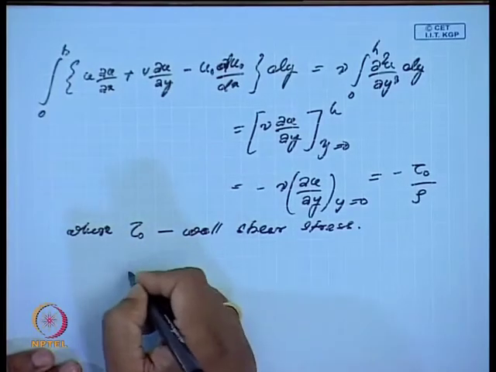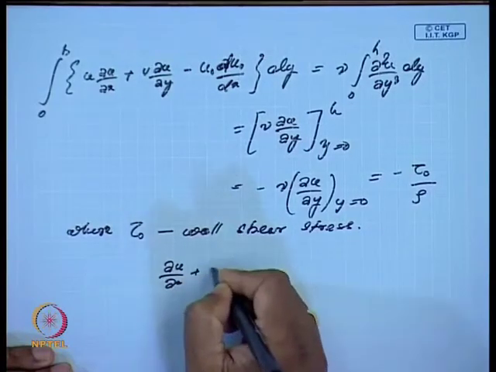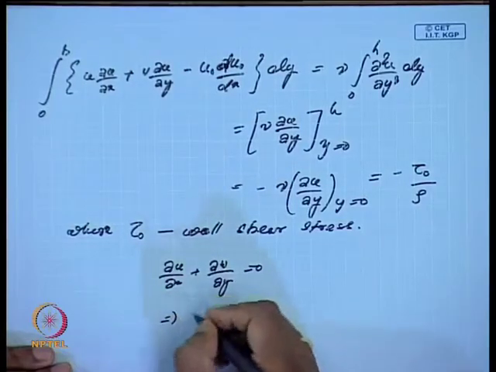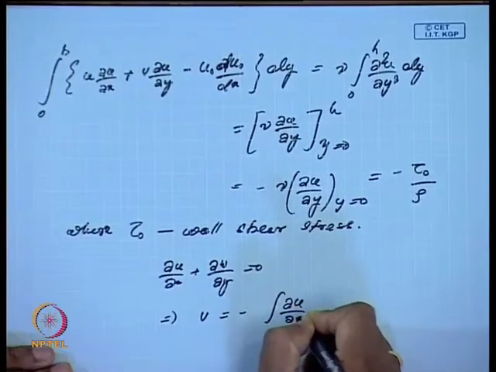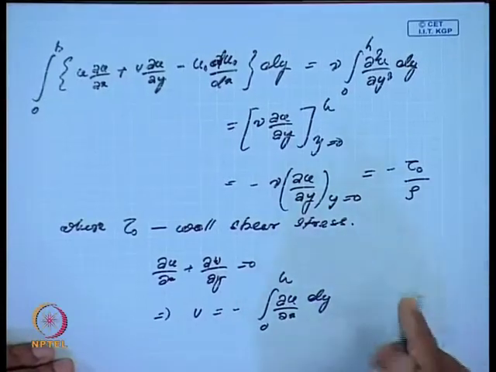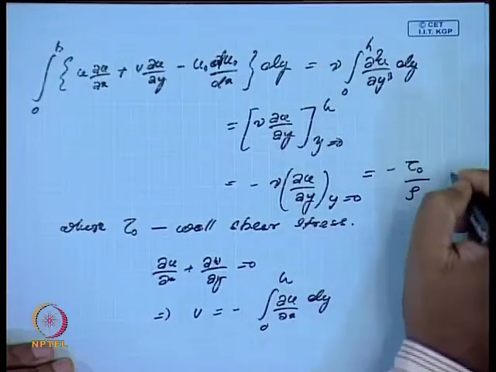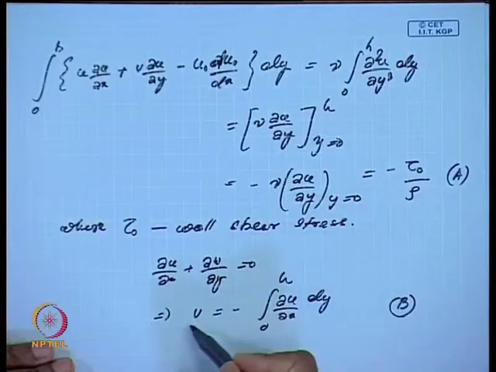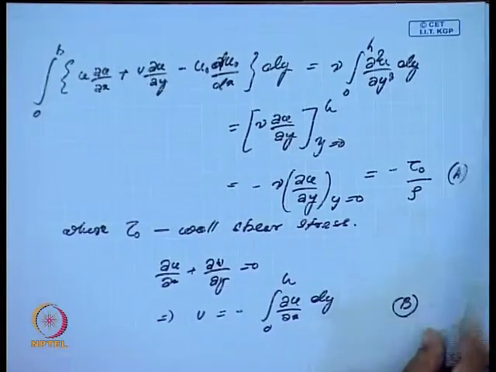Now, if I look at the second equation, del u by del x plus del v by del y is 0, from this I will get v as minus integral of del u by del x dy from 0 to h. So, this is my v. Now, what I will do, I will substitute for this v. If this is a and this is b, I will substitute the value of b in a. Then what will happen?